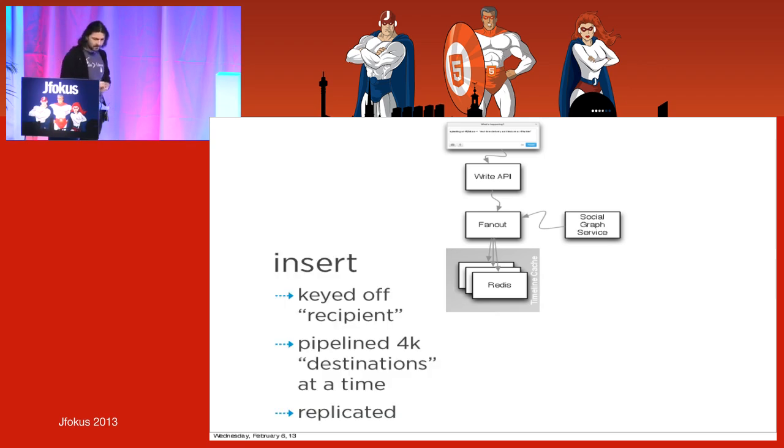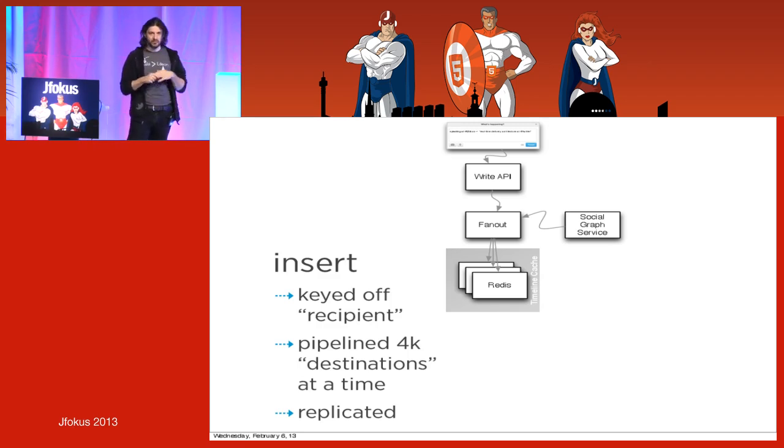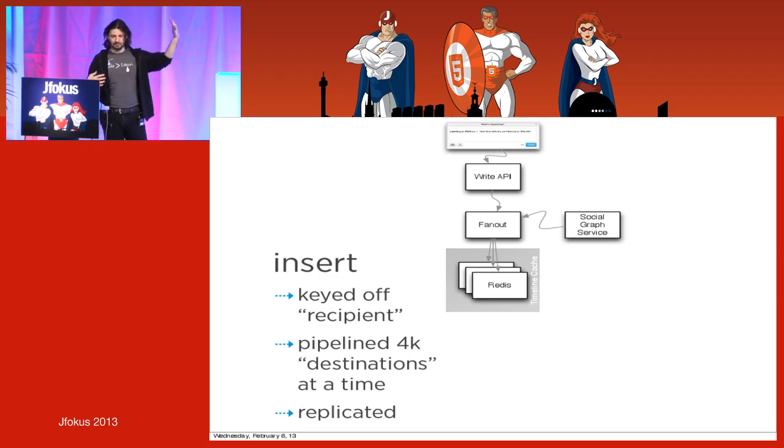Now, insert into Redis. For every user's home timeline, there is a key in the Redis, key of the recipient, and we will just append to that. It's replicated, and also we are pipelining to about 4K destinations at a time, so we are chunking it into 4,000 followers, push this to Redis at once.